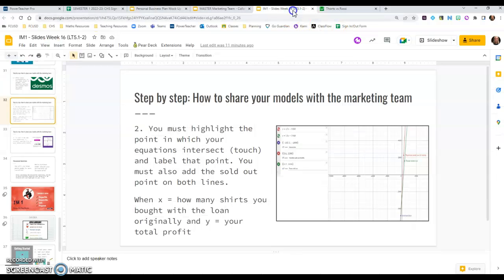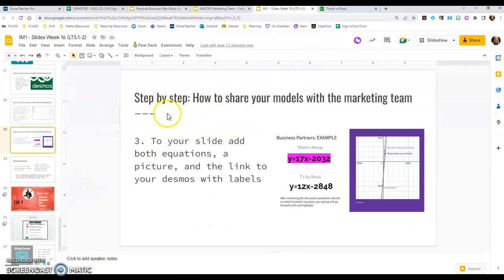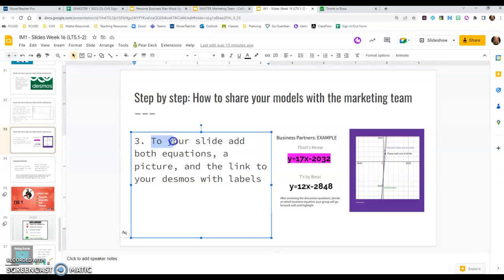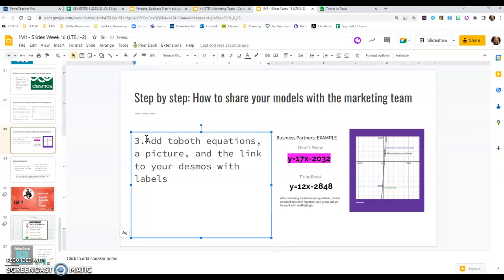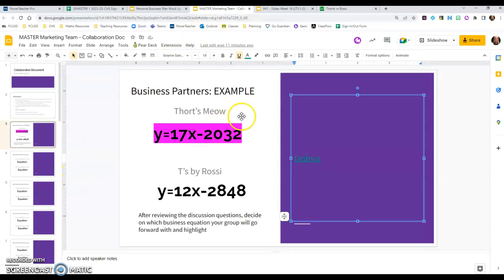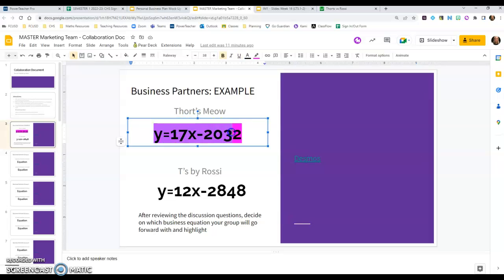Next step is, what does my slide say? How to share your models with the marketing team. Add to your slide: both equations, a picture, and a link to your Desmos with the labels. Okay, so you're coming to your marketing document. I may have prematurely highlighted that. I added my equation and I added Mr. Rossi's equation.